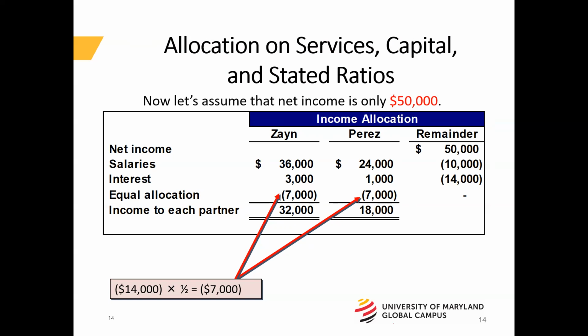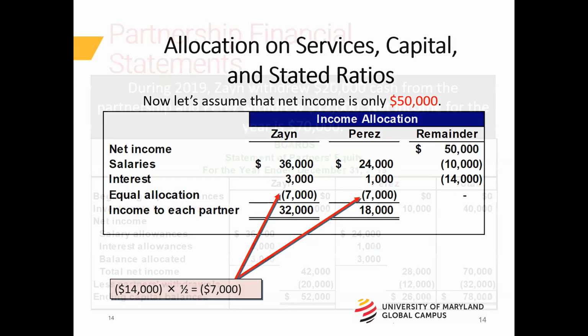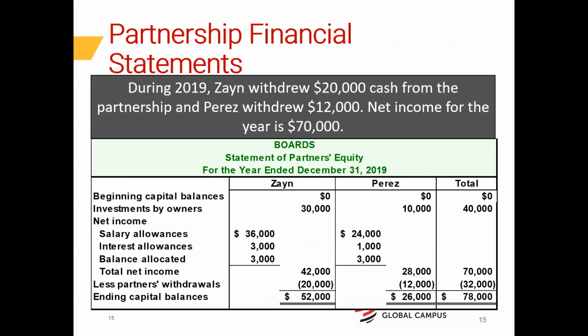What does that ultimately mean? Well, just as it is in good times, as it is in bad times, the owners have to split the loss. So if there's a loss of 14,000, they get to split minus 7,000 each, reducing the total income for each partner. So that's what makes partnership accounting fun, right?